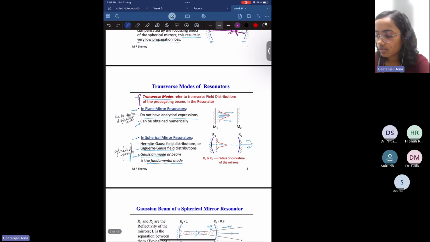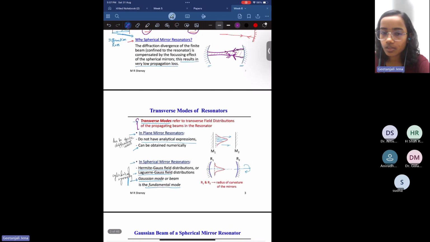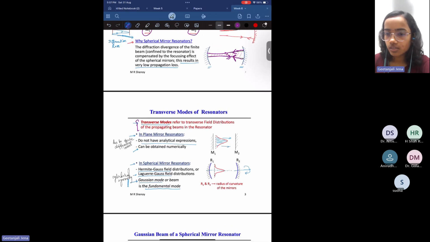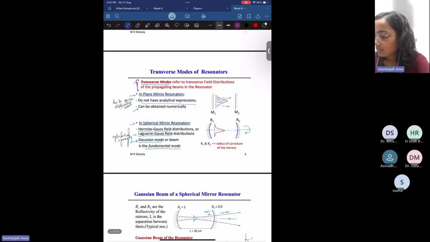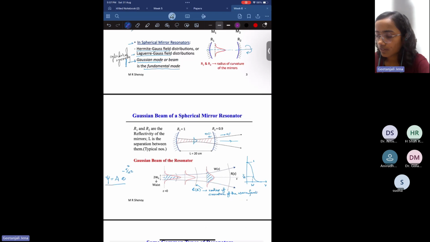The Gaussian mode is the fundamental mode of the system. It resembles the Gaussian field distribution. Let's say we have two spherical mirrors: mirror one with R1 equal to 1, meaning 100% reflection, and R2 equal to 0.9, meaning 90% reflection and 10% transmission. Light is confined, moving back and forth between these two mirrors. The transverse mode corresponds to the field distribution that doesn't change over time; the distribution is the same inside this resonator.